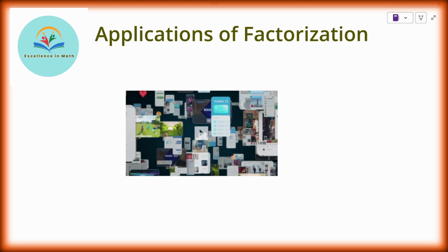Imagine you are designing your own social media app. You have a rectangular spot for a feature photo. The app's code tells you the area of this feature photo, that is x squared plus 5x plus 6. But here is a problem. A computer cannot draw a photo just by knowing its area. It needs the exact dimensions, length and width, so the image does not look squeezed.